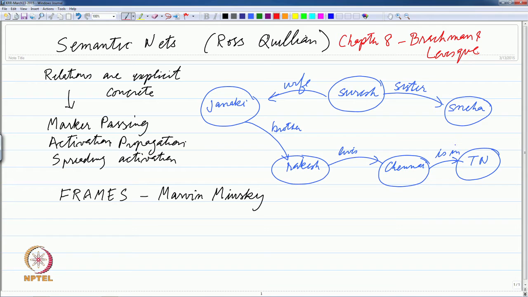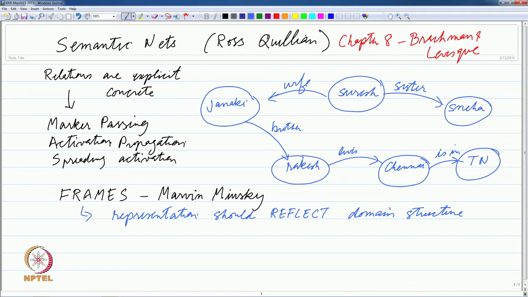So, I am basically going to teach from there the next couple of classes. So, the idea of frames was that the representation should reflect the domain structure, or the structure in the domain essentially. Just as all the domains that we are interested in are structured, the knowledge representation should also reflect that structure essentially.